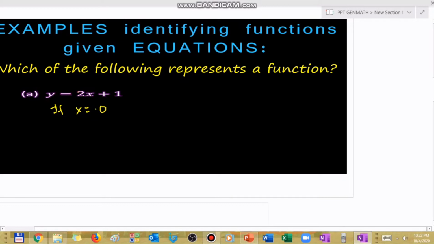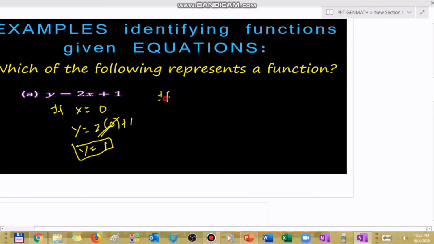Let us try 0. If we replace x here by 0, y is equal to 2 times 0 plus 1. Y is now equal to 2 times 0 is 0, or we could cancel this already. Y is 1. So if x is 0, y is 1. So in here, you can say that this is a function.